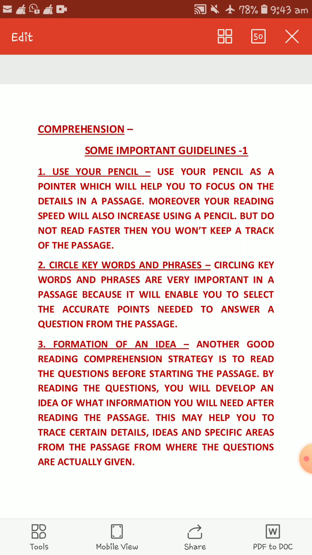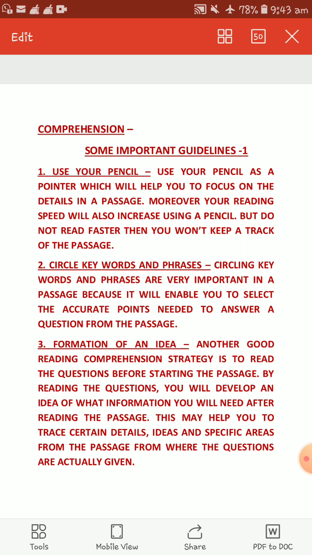It will help you to track down, or locate, or rather to say, it will help you to trace the details, the ideas, and not only that, even the specific areas from the passage from where the questions are actually given. You can locate those things. Why? Because before you have read the unseen passage, you have read the questions related to that unseen passage. Now if you go through the unseen passage, you can locate the details, the ideas and specific areas from where the questions have been set. So that way also you can do it, dear students.